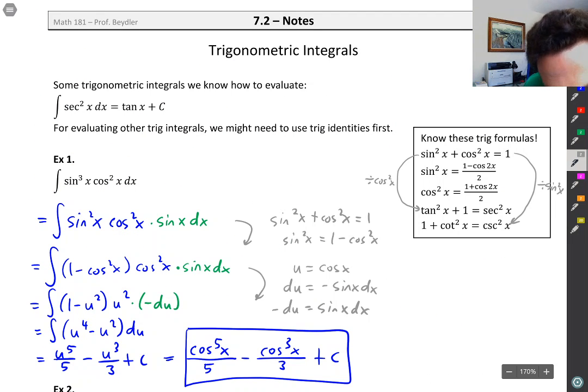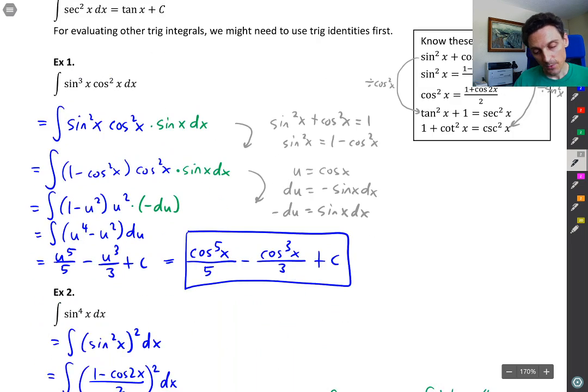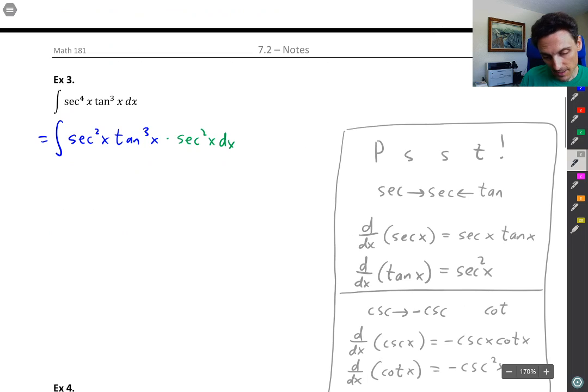That's supposed to be an x there. So divide by sine squared x, and you'll get 1 plus cotangent squared x equals cosecant squared x. Okay, so knowing these, we can convert any even power of secant into tangents, and we can convert even powers of tangents into secants. Similar for cosecants and cotangents. So let's see where that helps us out in example 3.